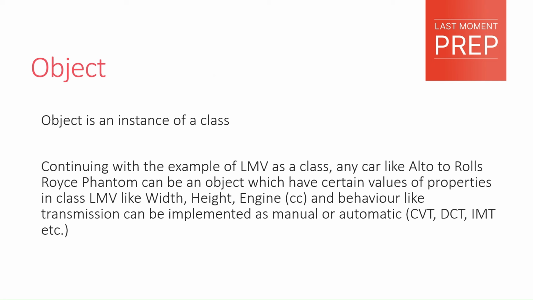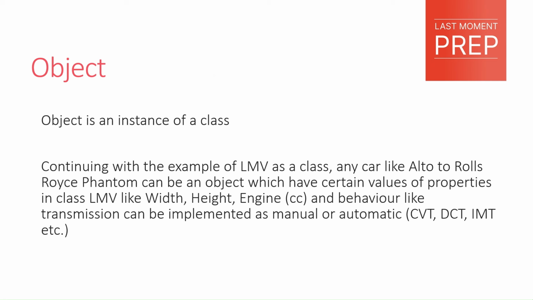Then moving on to what is an object. An object is an instance of a class. Continuing with the same example of LMV, any car that you find in the market, ranging from the basic entry-level Alto to a Rolls-Royce Phantom, is going to be registered under the category of LMV, and hence it is going to be an instance of class LMV.